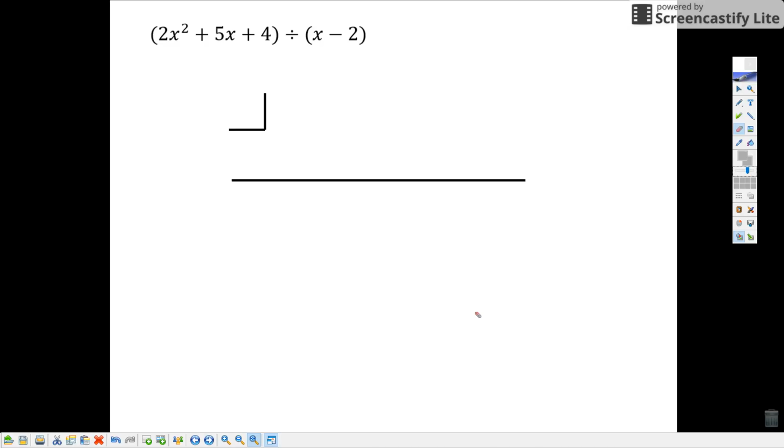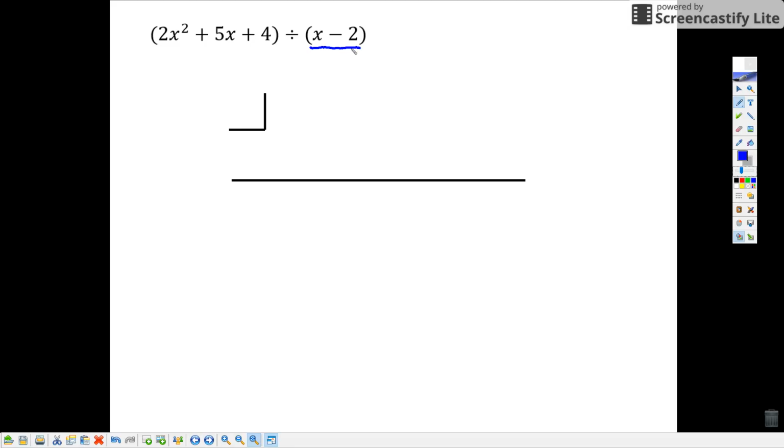Let's go ahead and go over how to divide using synthetic division. So we have our two polynomials. I've set up my synthetic division previously, so I have drawn this little box and then the line underneath. First thing you need to do is figure out what number goes inside the box.